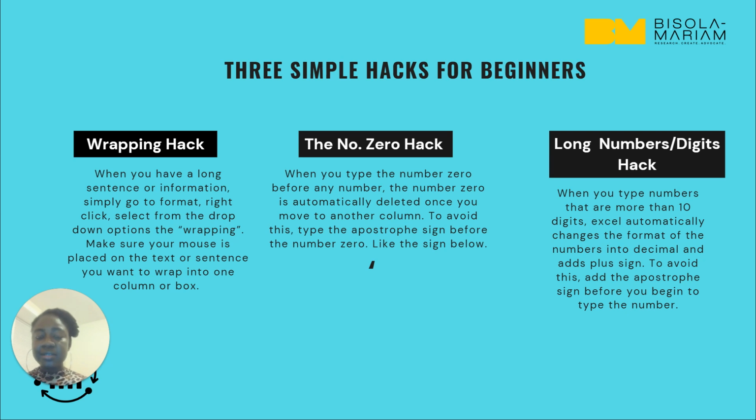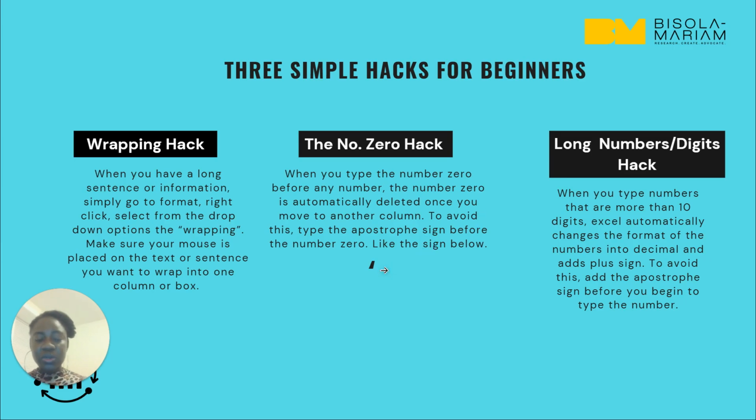And the other hack is the number 0 hack, which explains the idea that when you are writing numbers in columns, and the digits start with the number 0, usually when you enter the number 0, you see that the number 0 is automatically removed when you move from that column to another. So let's say you're writing 6 digits and you write 066666. Now, when you move to the next column, the number 0 is completely removed. And so how do you ensure that that doesn't happen? Simply start the data in the column with the apostrophe sign.